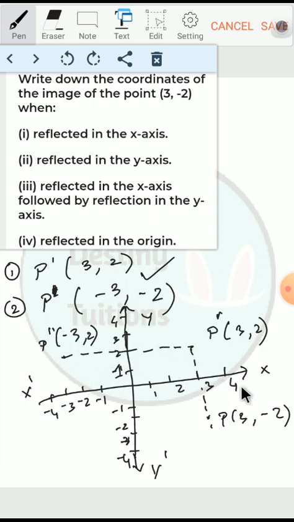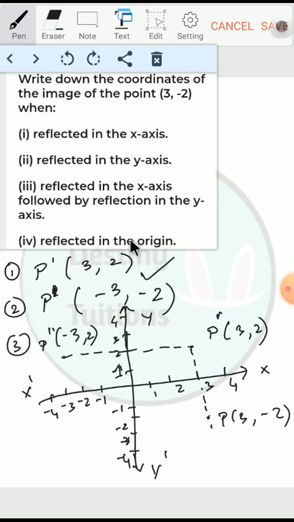Correct, as shown in this graph. So, reflected in the x-axis followed by reflection in the y-axis: on reflection in the x-axis, the point (3, -2) becomes P'(3, 2), which on further reflection in the y-axis becomes P''(-3, 2), as shown in the graph. So the final image after reflection, P''(-3, 2), is the answer for the third one.